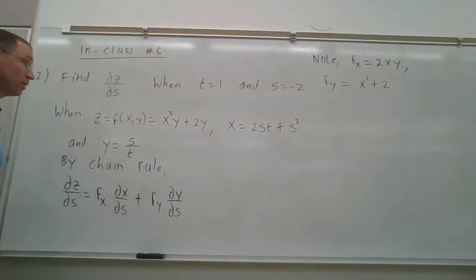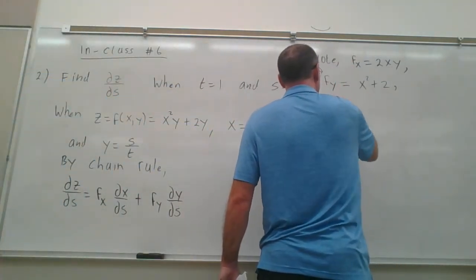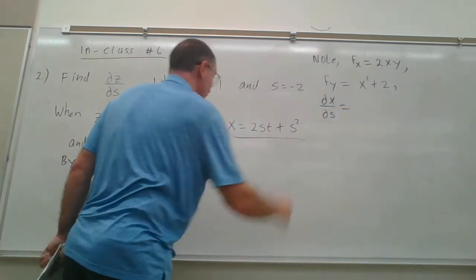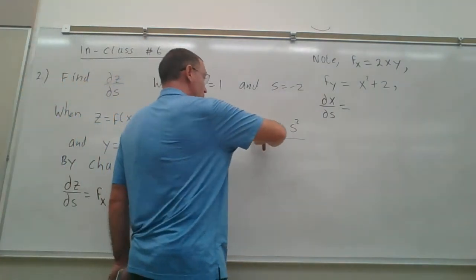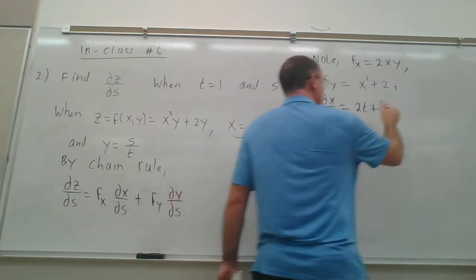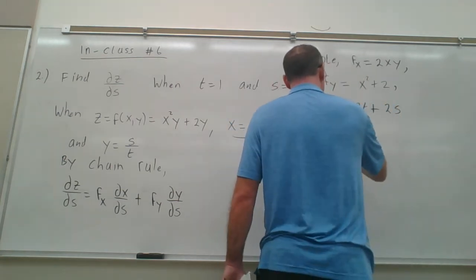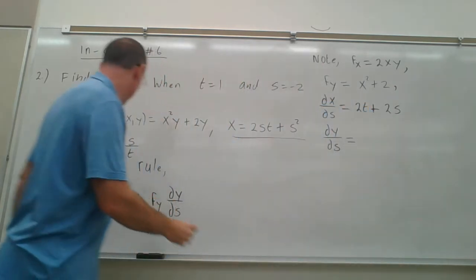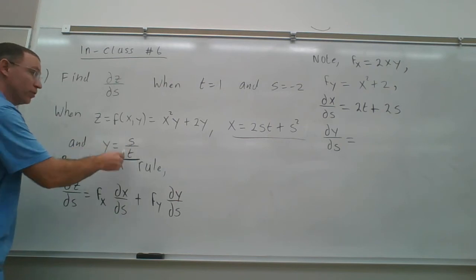Okay, so let's find partial x with respect to s. So here's my x guy here. Taking the derivative with respect to s will be 2t, and this will be 2s. And lastly, partial y with respect to s. Here's my y right here. The derivative with respect to s will just be 1 over t.